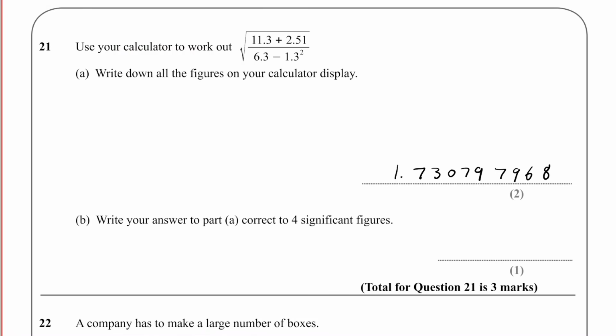Write your answer to part A correct to 4 significant figures. So that means 4 numbers in total. 1, 2, 3, 4. The number after is a 7, so it rounds up. So we've got 1.731.